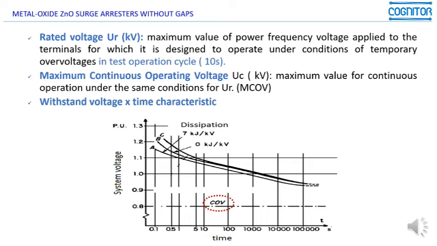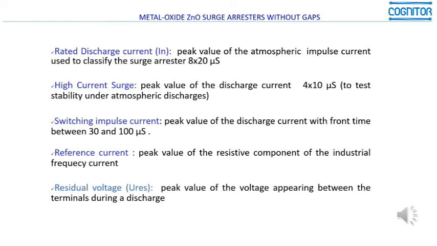Then there is a number of definitions: continuous operating voltage, maximum continuous operating voltage, and the withstand voltage versus time characteristics, and all these values are well defined in the IEC standards about surge arrestors. Here we have some other denominations, some other terms used in the metal oxide surge arrestor standards and specifications, and we have several different types of discharge, rated discharge current.